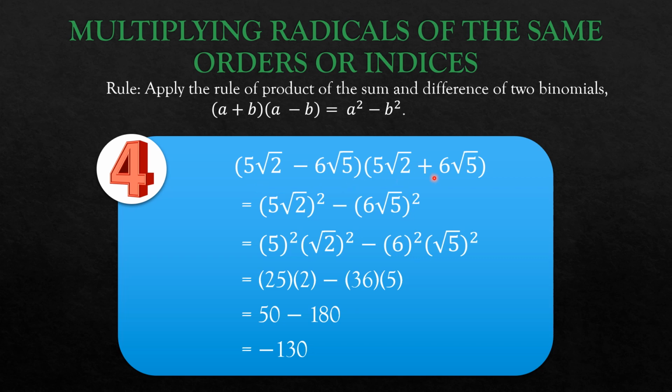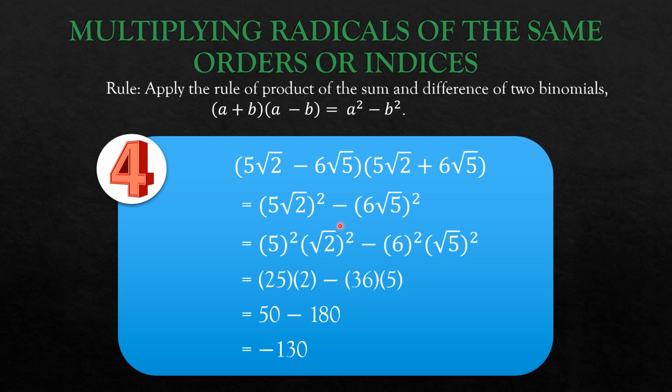So, dito sa given natin, ang value ng a natin ay 5 square root of 2 and ang value ng b natin ay 6 square root of 5. So, sundin lang po natin ito, a squared, kaya meron tayong 5 square root of 2 squared, minus po, so minus din po tayo dito, and then b squared, so ang value ng b natin ay 6 square root of 5, kaya meron tayong 6 square root of 5 squared.